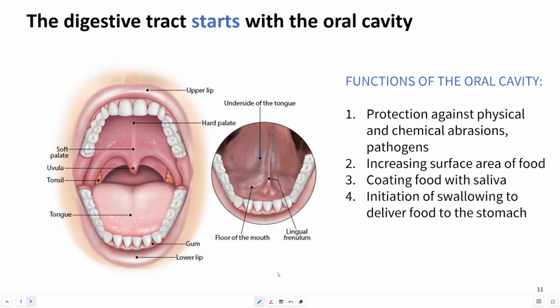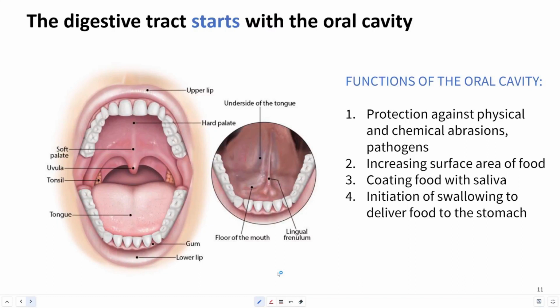cheeks. The oral cavity proper is bounded laterally by our cheeks, anteriorly by our teeth and lips, and posteriorly by the oral pharynx. The cheeks are covered externally by layers of muscle and compress the cheeks down to help break down and enable mastication or chewing. The functions of the oral cavity are protection against physical and chemical abrasions and pathogens, increasing surface area of food, coating food with saliva, and also initiation of swallowing to deliver food to the stomach.